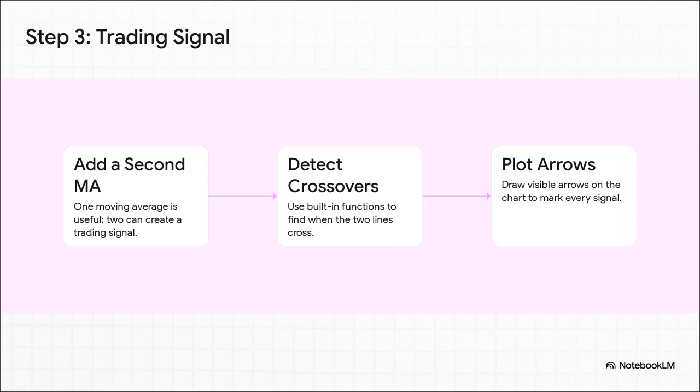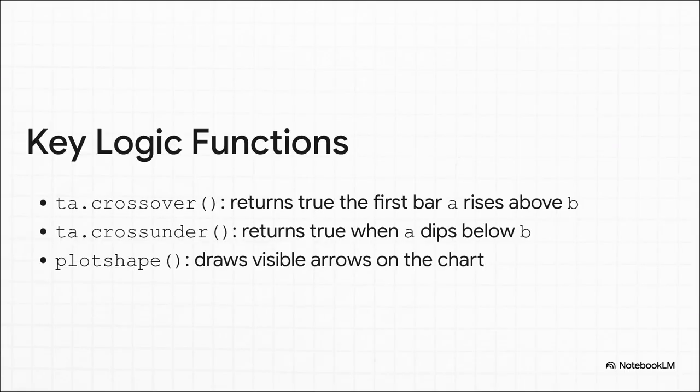Okay, a single line is pretty cool, but a real trading signal, now that's even better. So next, we're going to add a second faster moving average. But here's the magic part. We're going to tell the script to watch these two lines and detect the exact moment they cross each other, and then automatically mark those spots with a big arrow. So how do we actually do that? Well, Pineify makes it super easy with some special functions.